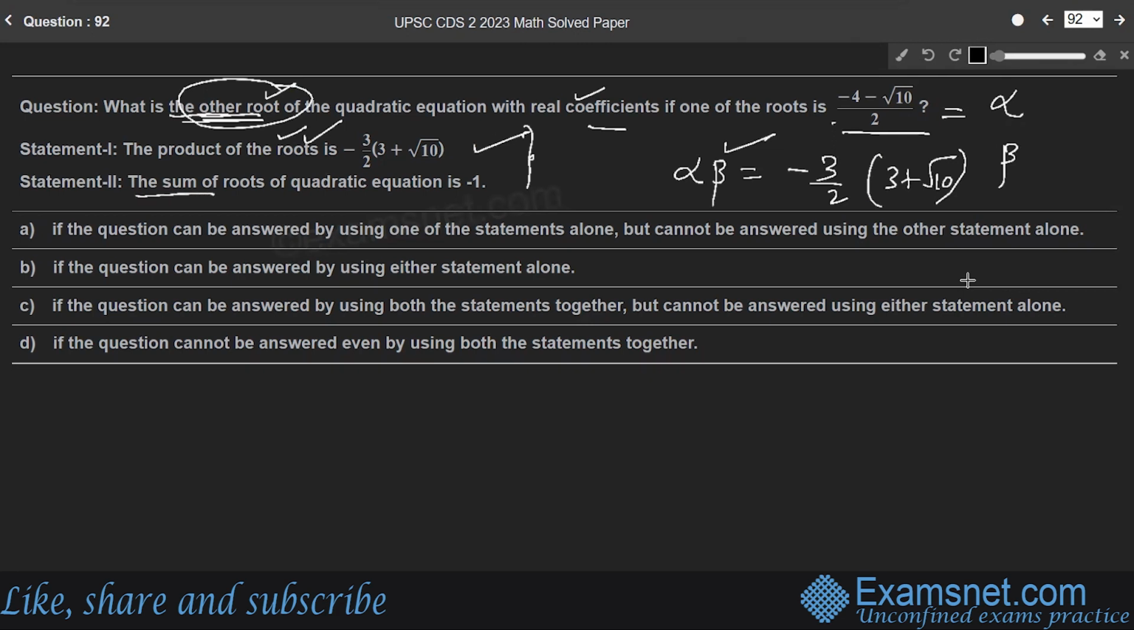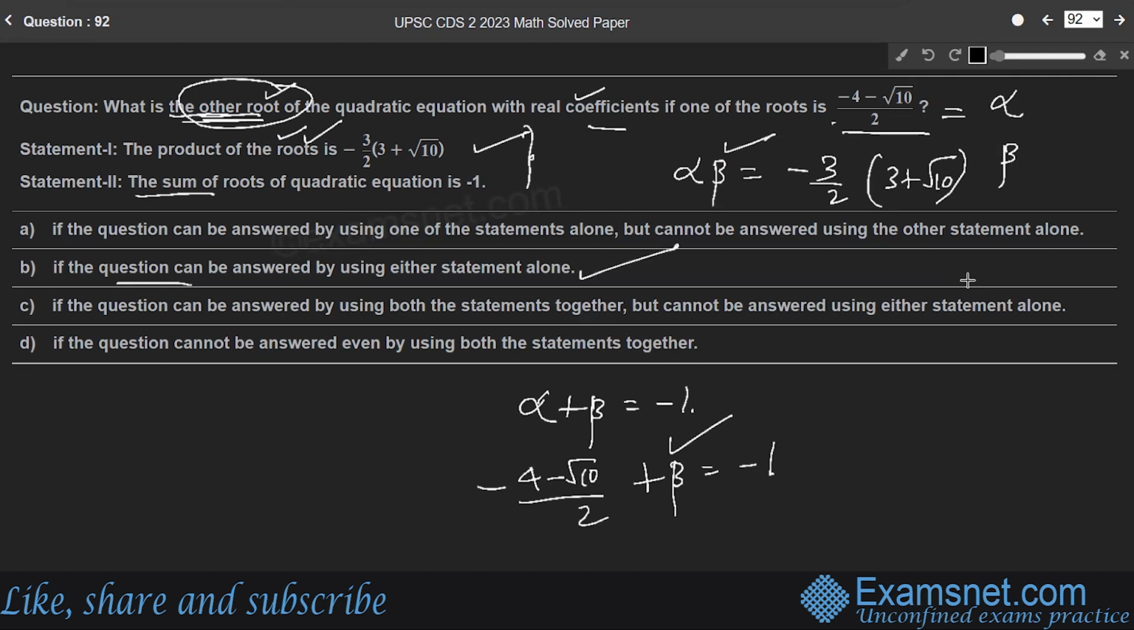And the second statement is the sum of the roots of the quadratic equation. That means alpha plus beta is given as minus 1. Alpha is given, right? (Minus 4 minus root 10) by 2 plus beta is equal to minus 1. Therefore, we can easily find the value of beta. Therefore, the question can be answered by using either statement alone. Any one statement is sufficient to find the other root, which is beta, either by using the first one, that is the product of the roots, or by using the sum of the roots. Hence, option B is the answer.